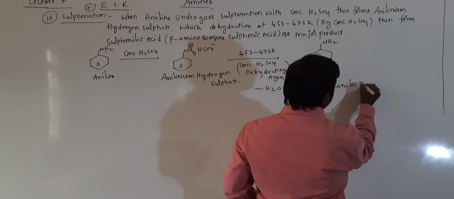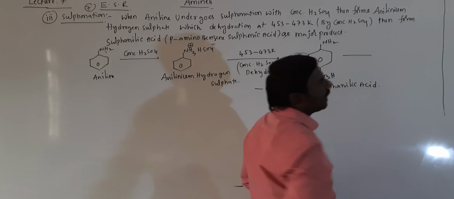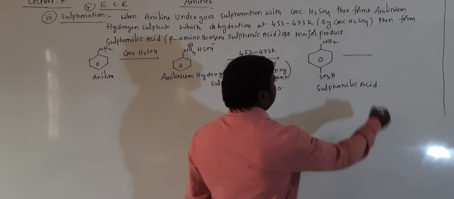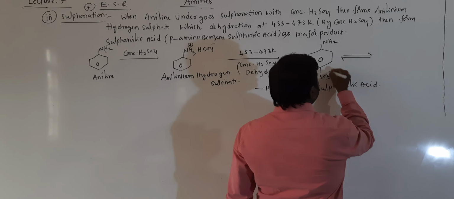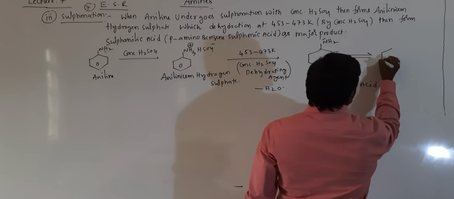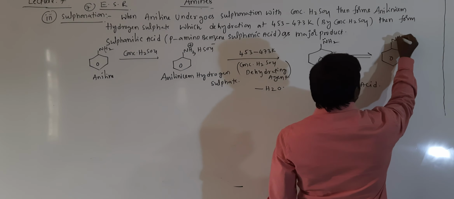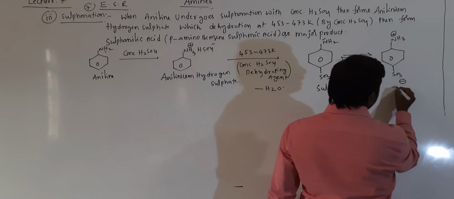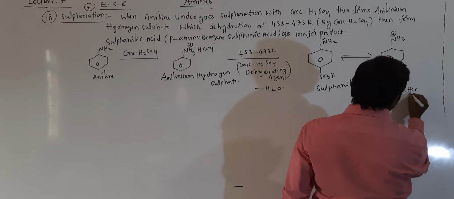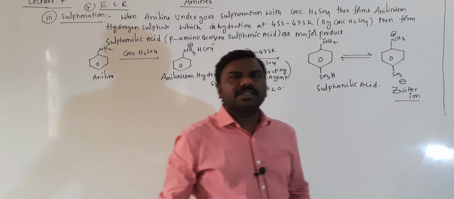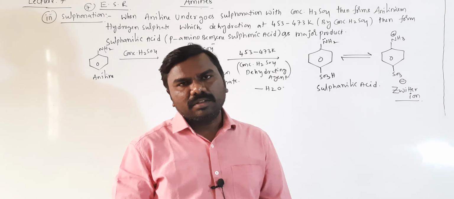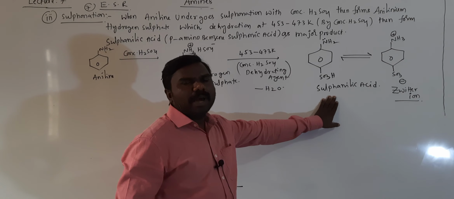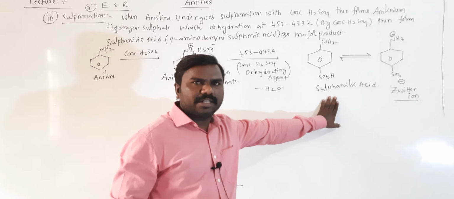acid. Here a chance to form a Zwitter ion. Zwitter ion means which contains a positive sign as well as a negative sign. This hydrogen is shifted here. Then NH2 becomes NH3 plus, SO3 minus. It is a Zwitter ion. Very, very important. Right, students? So on direct sulfonation, we are getting sulfanilic acid or para-aminobenzene sulfonic acid.